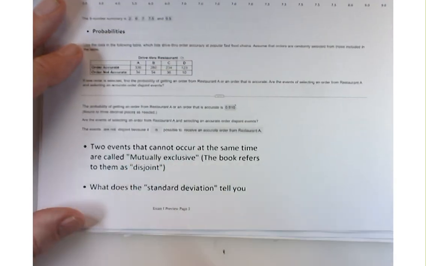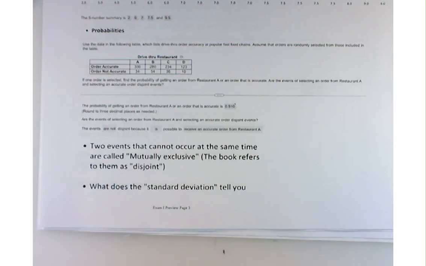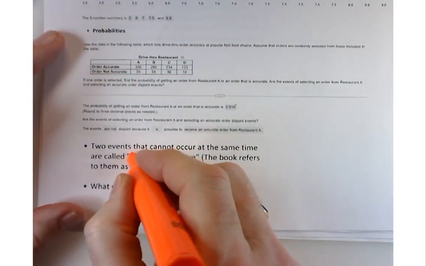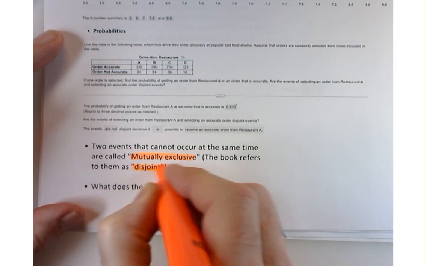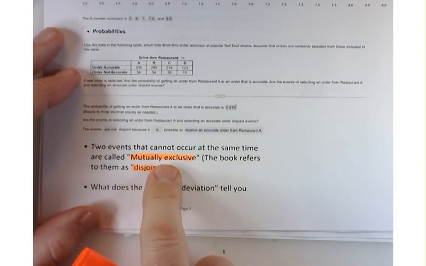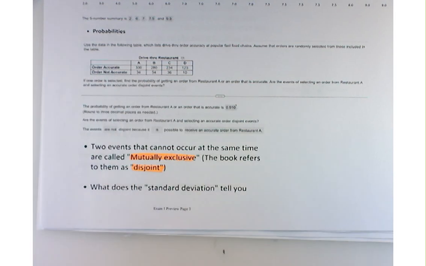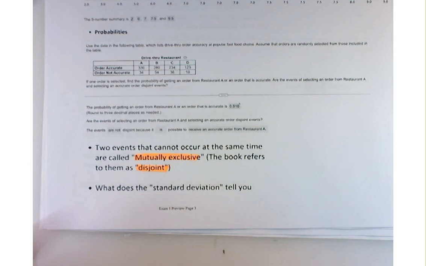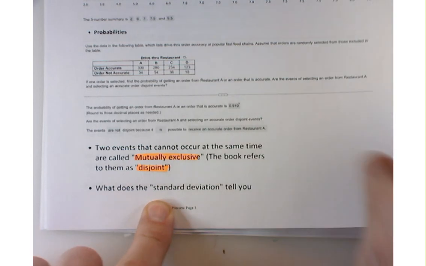I've mentioned this briefly, but I like using the term mutually exclusive. The book uses disjoint. Either way, this means that 2 events can't happen at the same time. Here's a reminder that you will need to know some things about standard deviation.